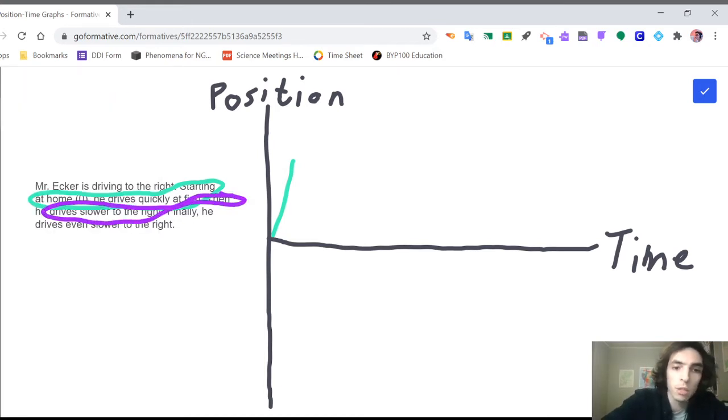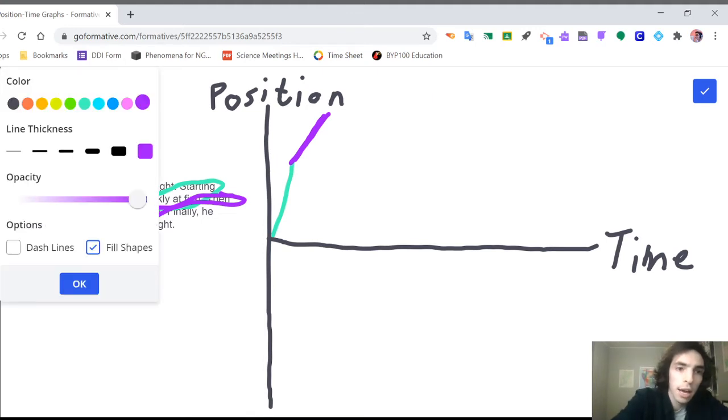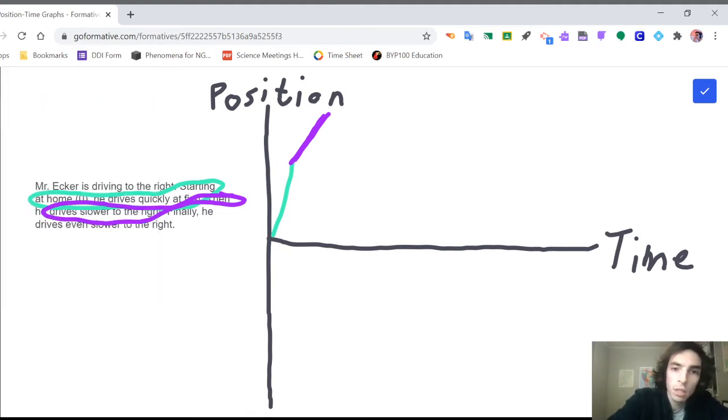So if I'm moving still to the right, I still need to be slanting upwards. But since I'm moving slower, I'm going to draw a slightly less steep slope. That's positive. And at the end, I have an even slower velocity still to the right.